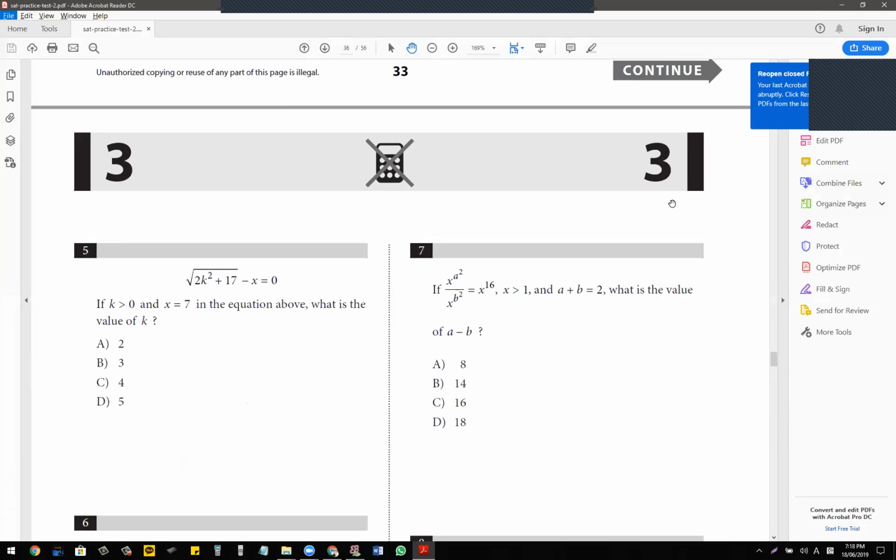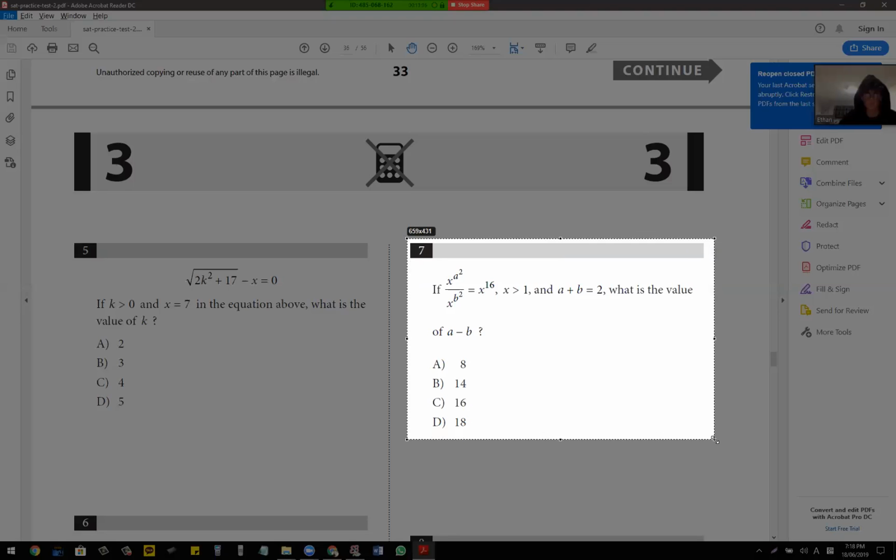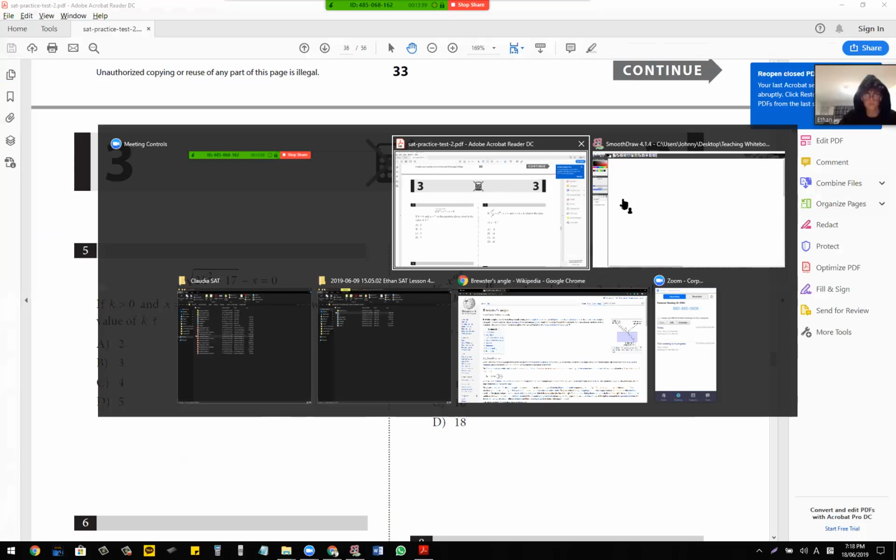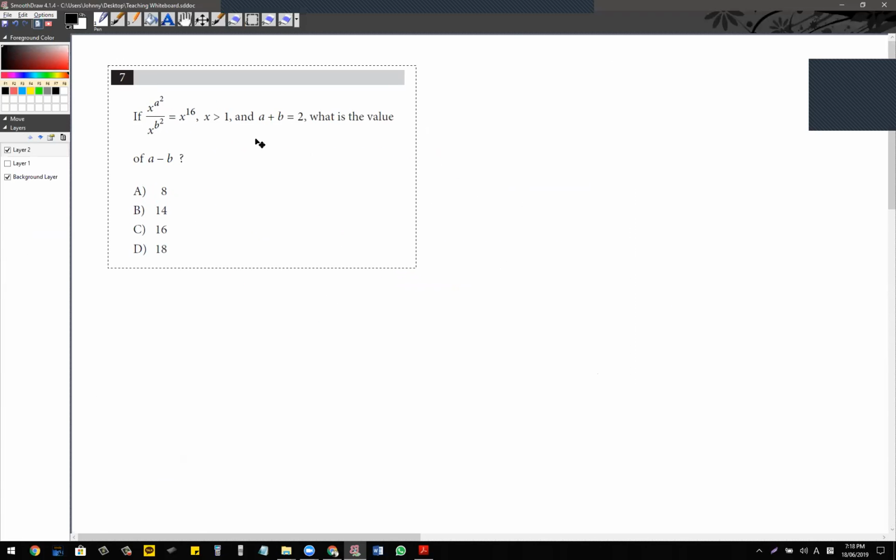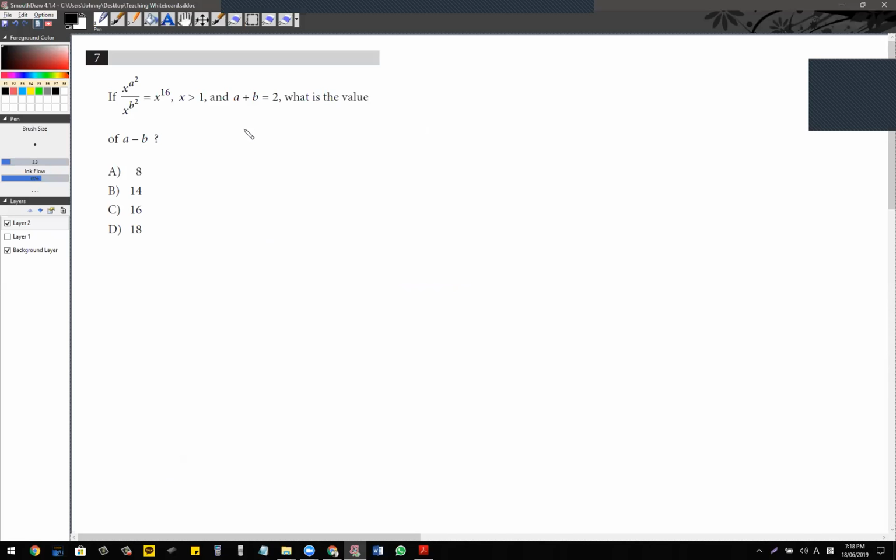Moving on to the next question. This one is about indices. Now, x to the power of a squared over x to the power of b squared is equal to x to the power of 16.